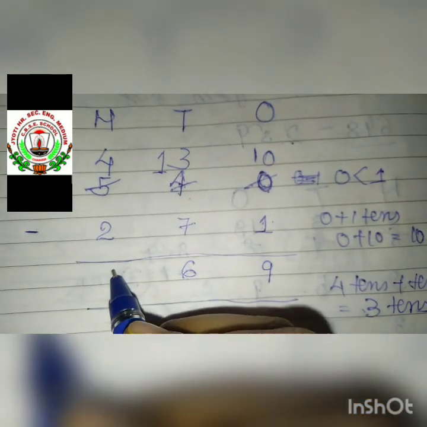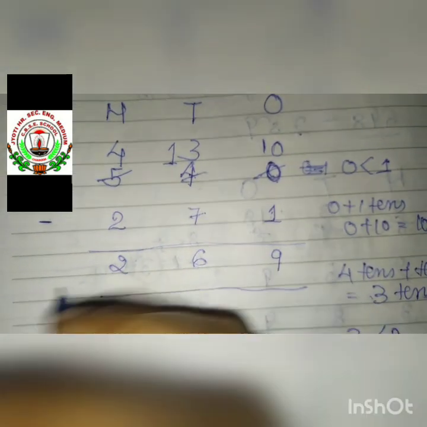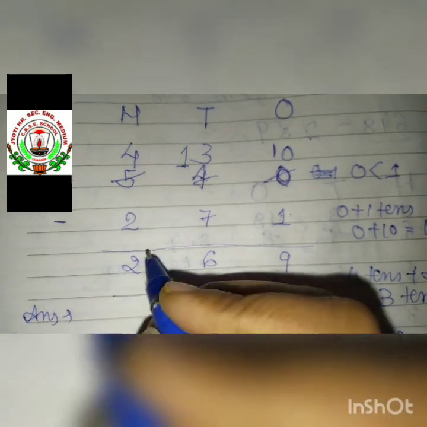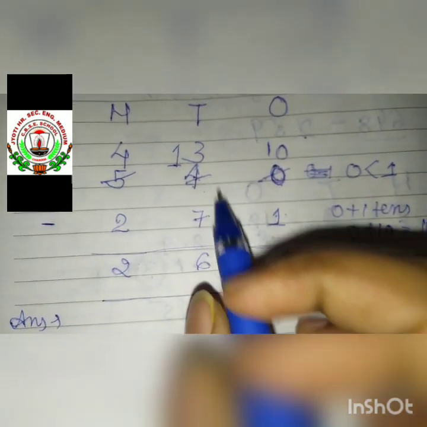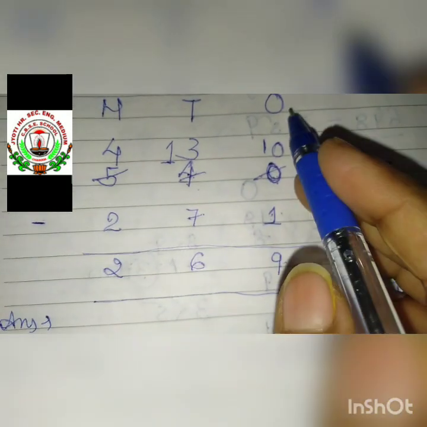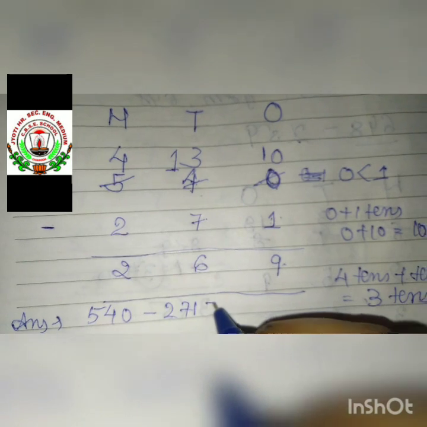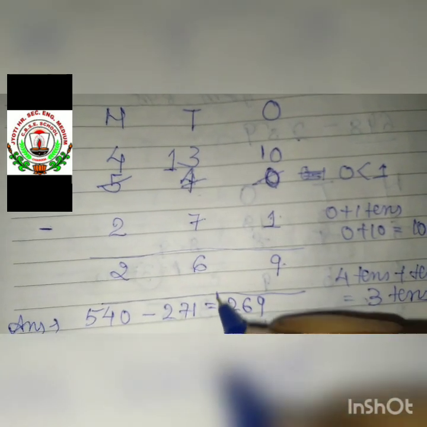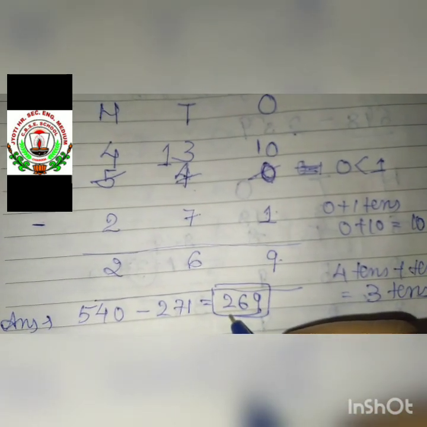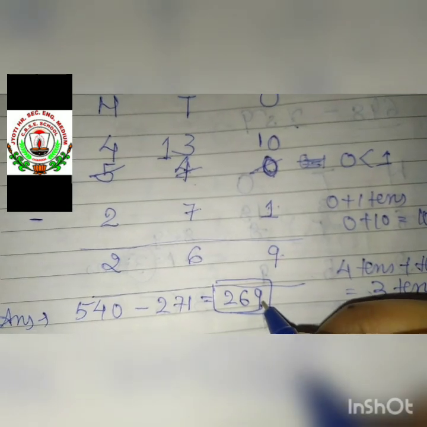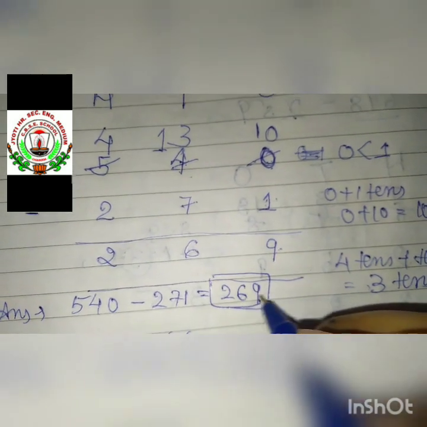4 minus 2, how much will we get? Yes, 2. So we can say that 2 is the answer of the hundreds place, 6 is the answer of the tens place, and 9 is the answer of the ones place. The answer of subtracting 540 minus 271, we get the answer as 269. 269 is our answer.